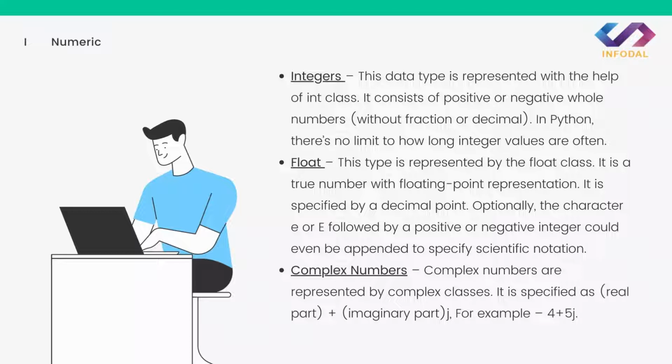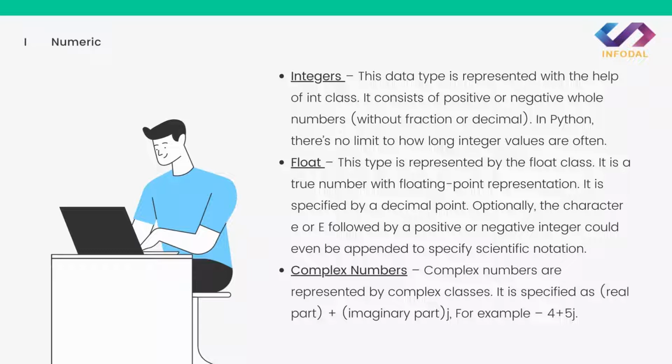Integer. This data type is represented with the help of the int class. Okay, integer is shortened to int. It consists of positive and negative values, like you can place -1, +1, -2, +2. Okay, in Python there is no limit on how long an integer can be. It can be so long that you can perform supernatural and super scientific experiments.